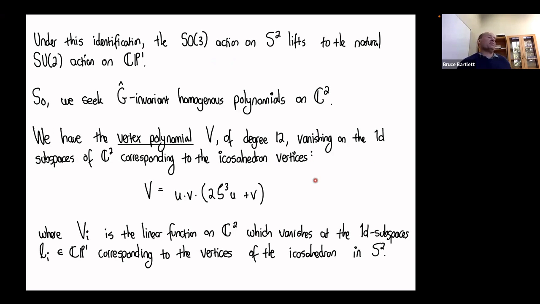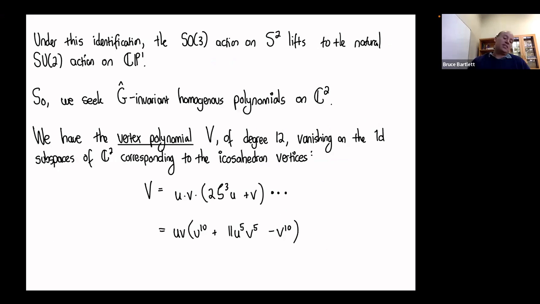So I get 12 factors, each of them the linear forms vanishing on the vertices. Now multiply them all out, and you'll get this expression once you simplify it. Okay. I know this is G hat invariant. Why? Because when I rotate the icosahedron, vertices get mapped to other vertices. So all that's going to happen is that these factors are going to be permuted amongst themselves, and I'll multiply them all out. I'll get out an invariant quantity. So that's the vertex polynomial. The homogeneous polynomial of degree 12, a G hat invariant polynomial on C2.